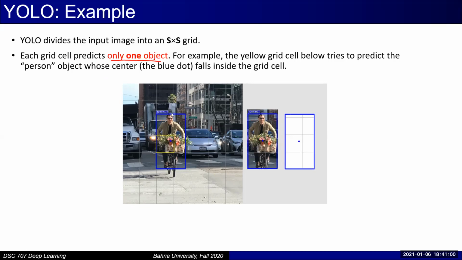Okay, now suppose this is a person, the blue box is the ground truth, right? And where is the center of this blue box? The center of this blue box is this. It is falling in this yellow cell. So it means that this yellow cell is responsible for detection of this person. Why? Because the person has a ground truth box which is in blue. The center of that box is falling in this cell which is highlighted in yellow. So now this particular grid cell is responsible for detecting this person.